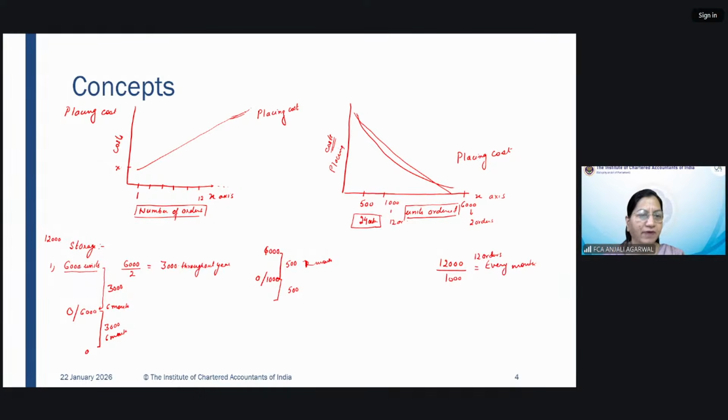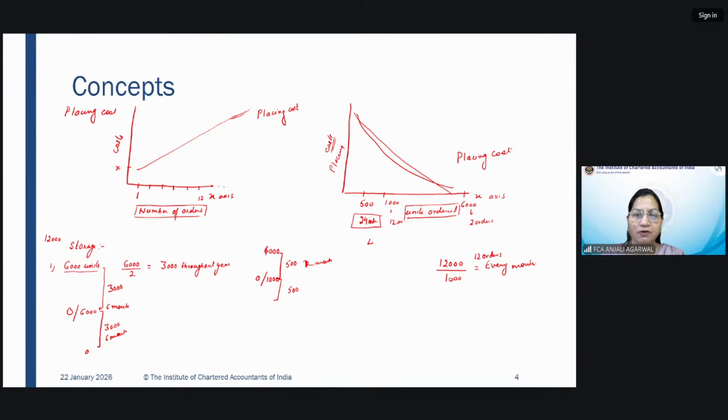So divide by 2, on an average, you will be holding 3,000 throughout the year. If you had given 1,000 units order, you would have placed 12 orders, 1 order every month. So every month you started with 1,000, you ended with 0. So in the first month, your average was 500 units held. In the second month again, from 1,000 to 0, on an average, 500 units were held. Similarly, in all the 12 months, 500 units will be held.